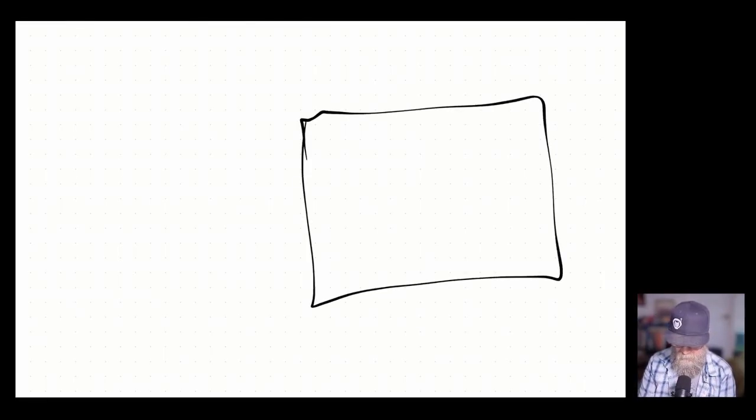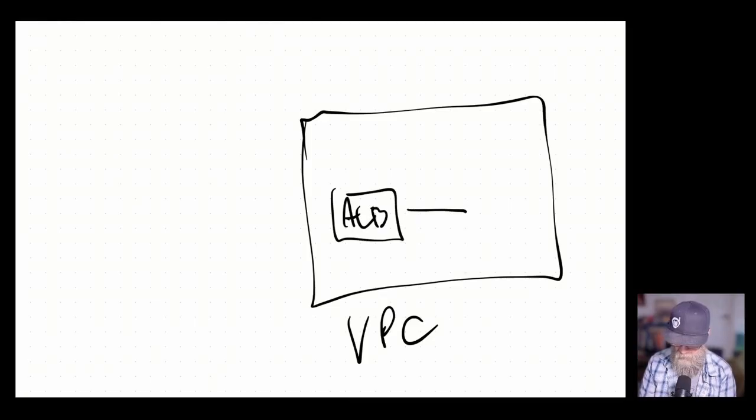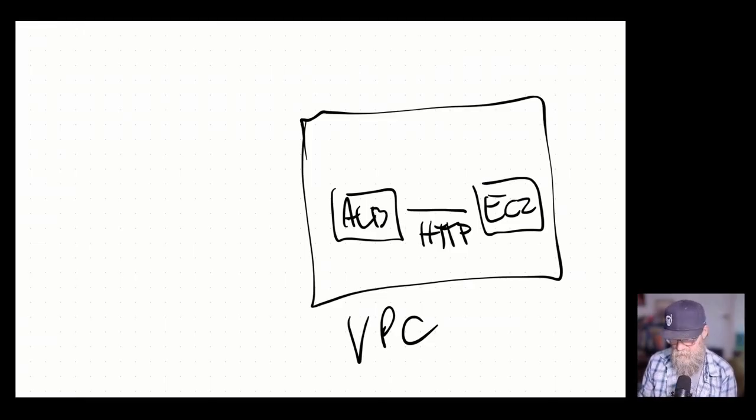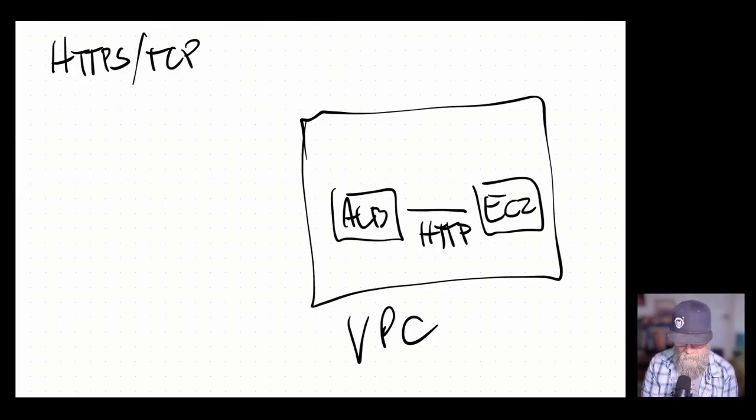So if you recall, we have a VPC, right? And in this VPC, we're going to have a load balancer. And that load balancer is going to talk to an EC2 instance. And this will be HTTP traffic. What's unique in our situation is that we want to be able to handle both HTTPS traffic and TCP traffic on the same domain. And this is based off of something I did for a customer. So we've got a client here, and that client could be using HTTPS or TCP.